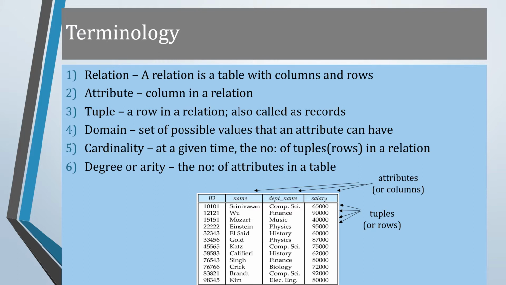So these are the common terms. The relation is the table with rows and columns. The row is called a tuple and the column is called an attribute. The number of tuples at a time is called cardinality. The number of attributes in a table is called degree. And the domain is the set of possible values that an attribute can have. The values should also be atomic, that means they should not have divisible units; they should be indivisible units.